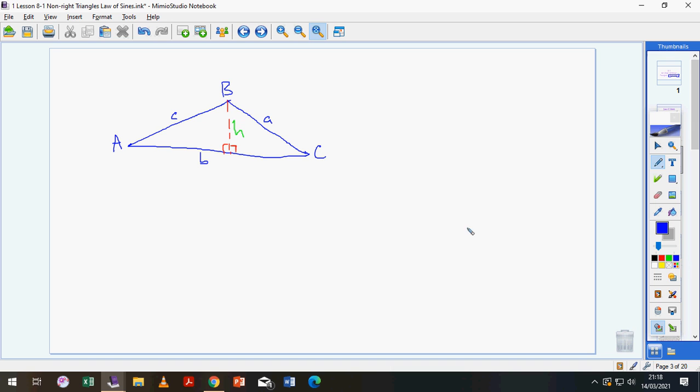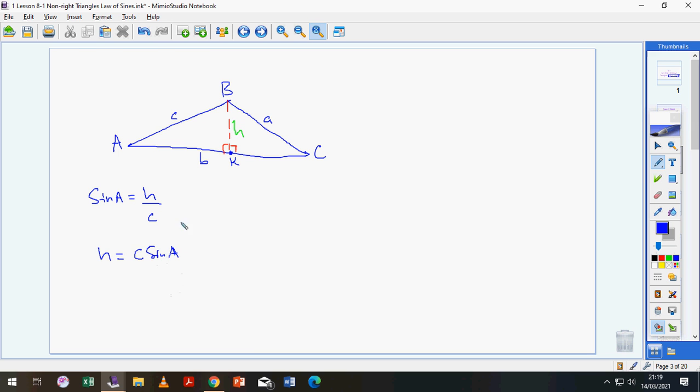If I start with angle A, I hope you can see that the sine of angle A is equal to opposite, which is the height, out of hypotenuse. If I'm looking at the triangle, let me call this point K. If I'm looking at the triangle ABK, then sine of A is equal to H out of C. So if I make H the subject of that, I'll end up having H is equal to C times sine of A.